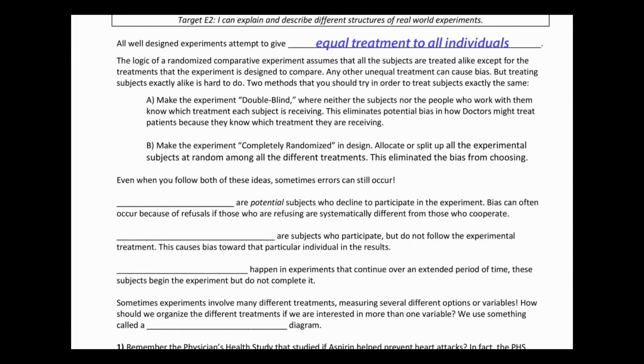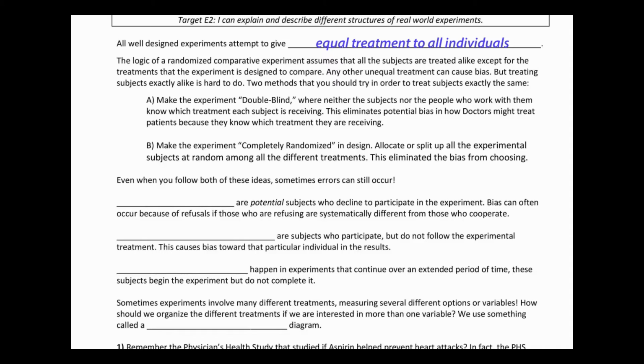Down below it says the logic of a randomized comparative experiment assumes that all the subjects are treated alike, except for the treatments that the experiment is specifically designed to compare. Any other unequal treatment can cause bias. But treating subjects exactly alike is really hard to do. So here are two methods that you can try in order to treat subjects the same.